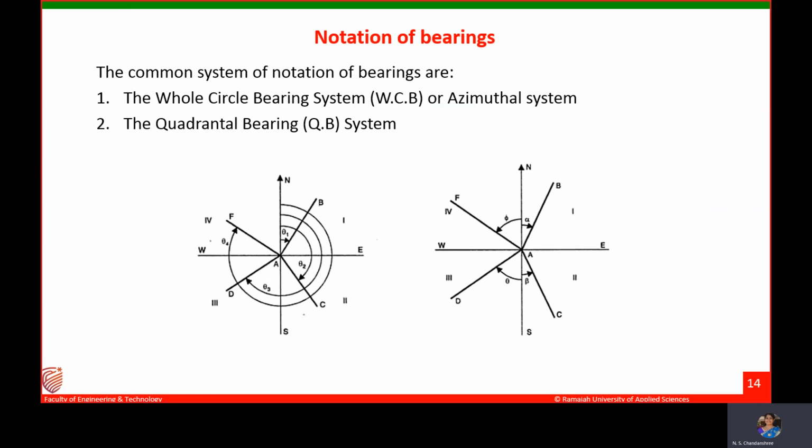Now we will understand the notations of bearings. The common systems of notations are as mentioned earlier. One is whole circle bearing system, the other one is quadrantal bearing system. Whole circle bearing system is also called azimuthal bearing system or azimuthal system. Quadrantal bearing system is also called reduced bearing system.